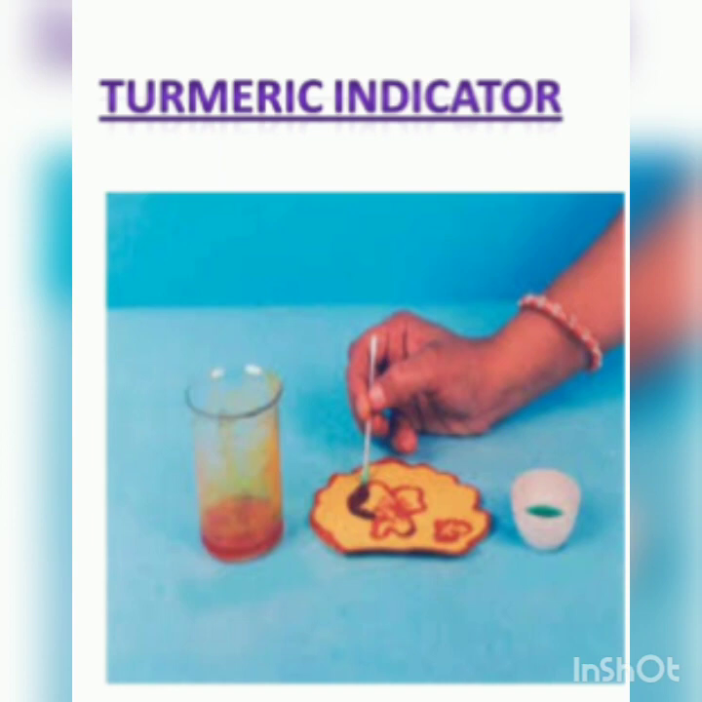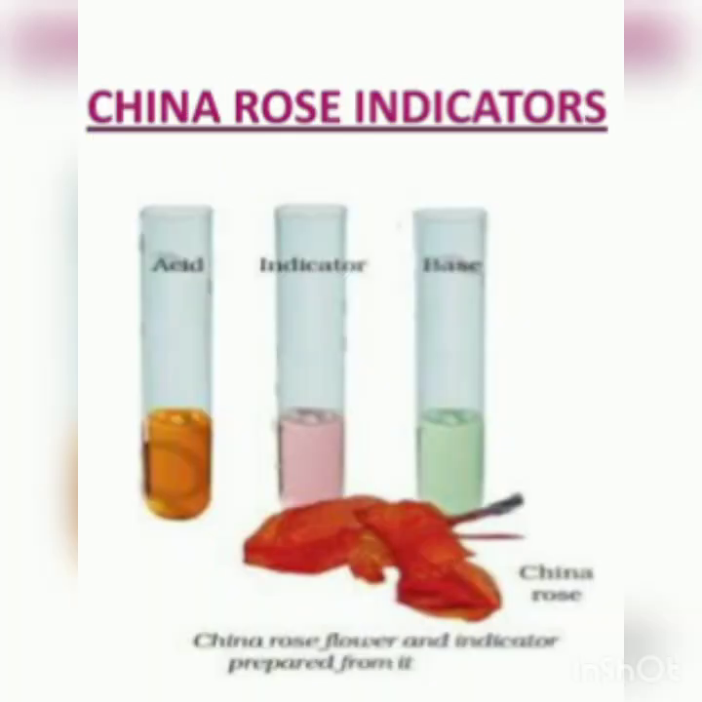See, in this figure, when soap solution is applied on turmeric paper, the color changes to red. But with acid, there is no change in color of the indicator. In the next figure, I have shown you the effect of China rose petal indicator in acidic and basic medium.